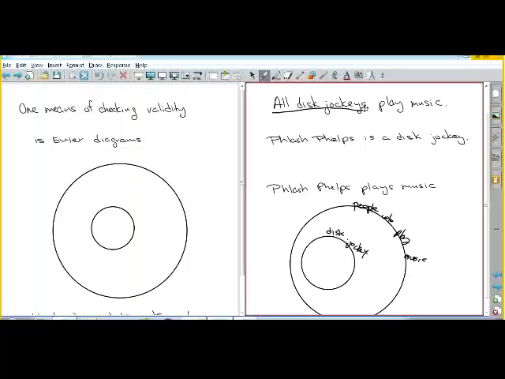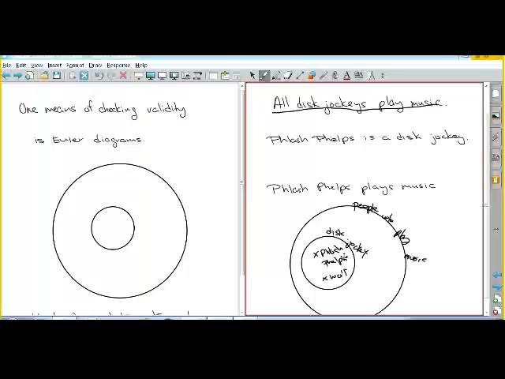Now we use the second statement to draw a little X. Flash Phelps is a disc jockey. Because Flash Phelps is a disc jockey, I can put him in there. Flash Phelps is one example of a disc jockey. There are other people, you know, whatever, Wolfman Jack.